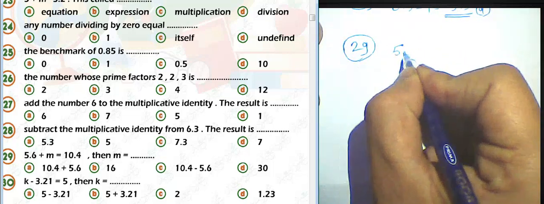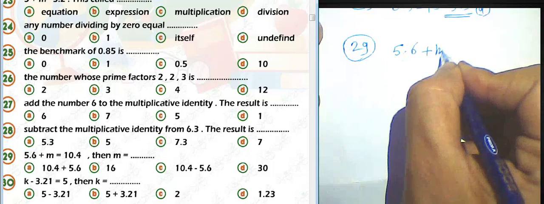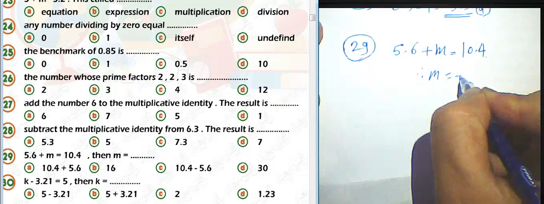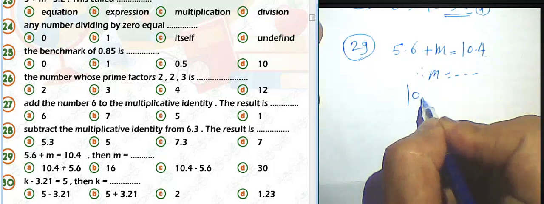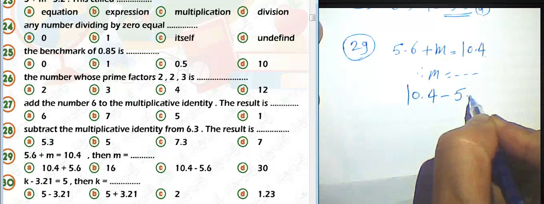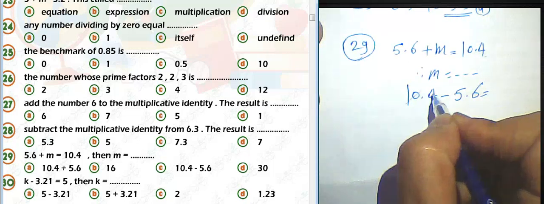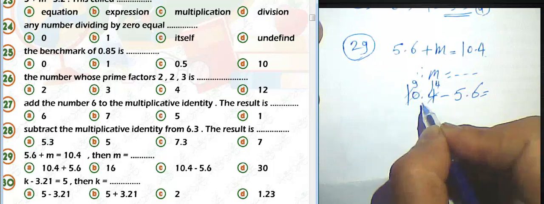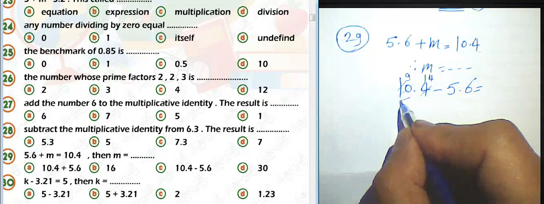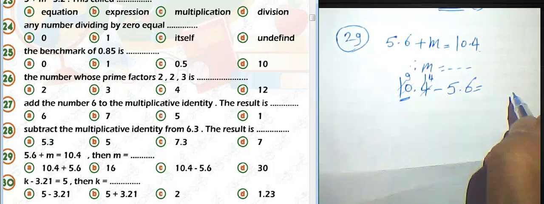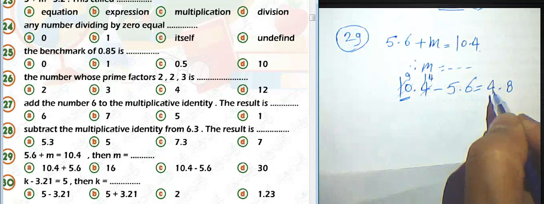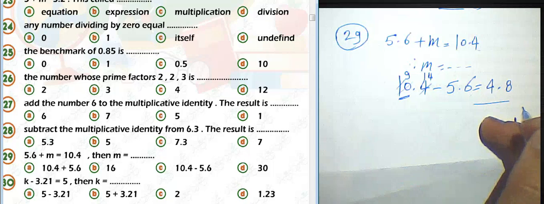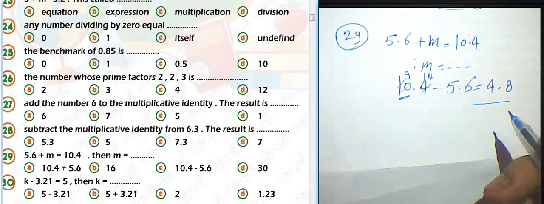Question 29. Question 29. 5.6 plus m equals 10.4. Then m equals what? We can find the difference between them. 10.4 subtract 5.6. 4 minus 6 we can't do, so borrow 1, 4 will be 14. And 10 will be 9. Okay, to simplify it for you, 10 will be 9. Okay, 14 minus 6 equals 8. 9 minus 5 equals 4. So that will be 4.8. Okay, we must choose 4.8 here.